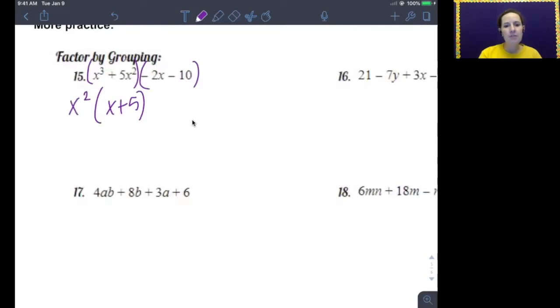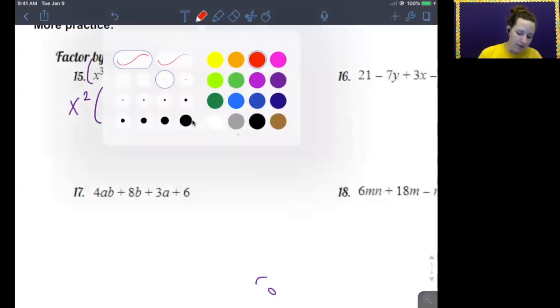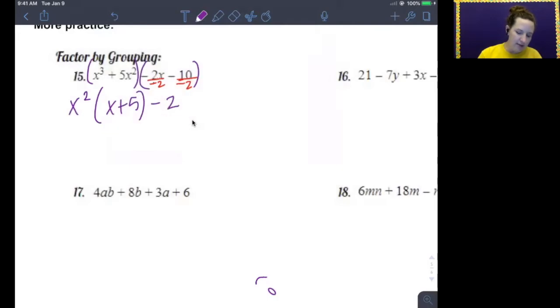Our goal when we factor by grouping is to have both sets of parentheses, both sets of what's left over, match. On the second one, I have a negative 2x and a minus 10. They both have a 2 in common. But if I factored out a 2, I would have a negative x and a negative 5 left over, and I want positive. So I'm actually going to factor out a negative 2. Remember, on GCF, we're dividing to see what's left over. If I divide these by negative 2, I'm left with a positive x, and then negative 10 divided by negative 2 is positive 5.